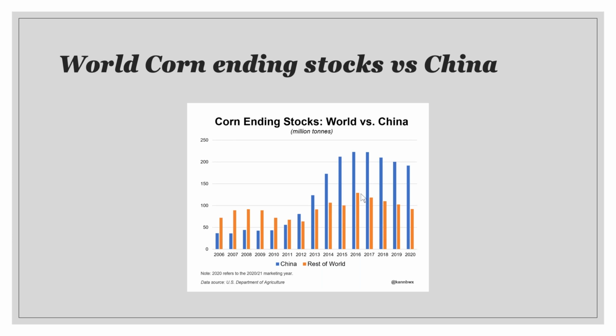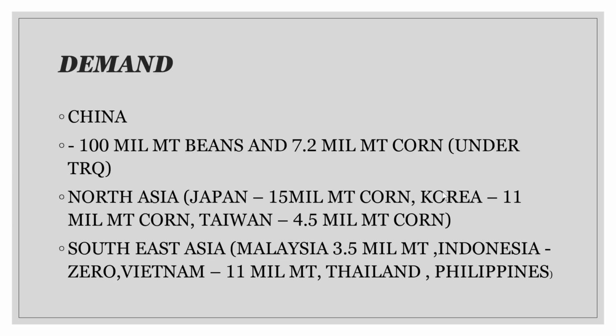And it has pushed the world ending stocks to healthy levels, which is why for the past 4 or 5 years, corn prices have been low. But things are starting to take a turn now in 2020, 2021. One of the main reasons is because of China.